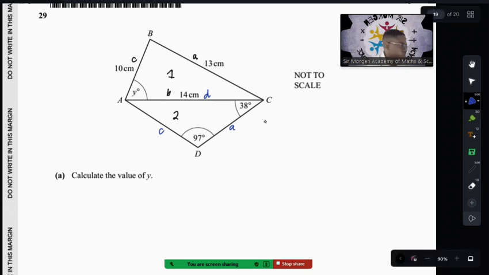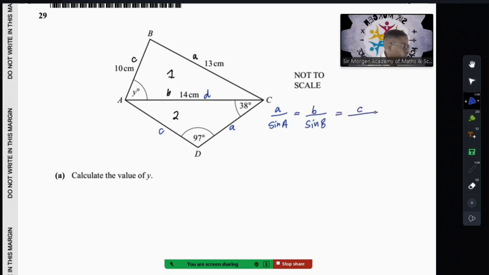Okay, so what does the sine rule say? The sine rule says that the ratio, let me focus on the first triangle, A over sine A will be equal to B over sine B, which is equal to C over sine C. So you can always flip this and you have sine A at the top and A at the bottom, and sine B at the top, B underneath, and then sine C at the top, and C at the bottom. Then that's the sine rule.